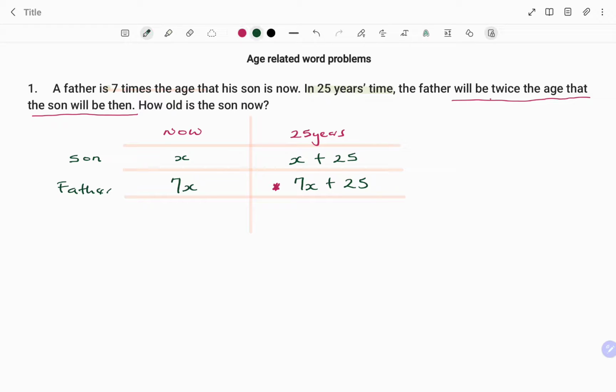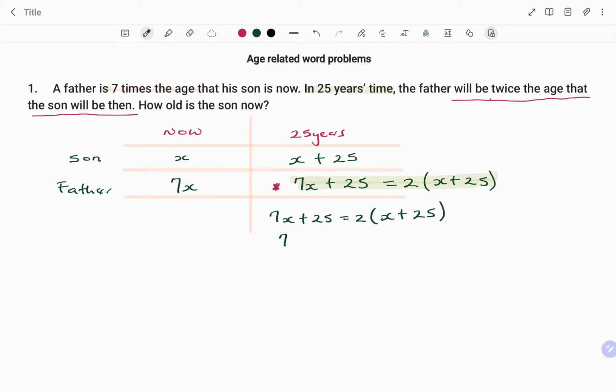So therefore, the father's age, who is also 7X plus 25, will also be equal to twice the age that the son will be then. The son is X plus 25 years in 25 years' time. So basically, this is the algebraic equation we'll be working with. If I write that out, I have 7x plus 25 equals 2 times x plus 25, that's twice the son's age.